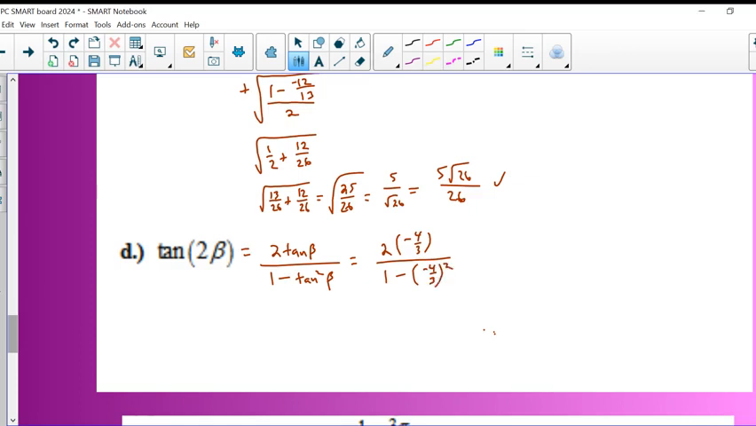So I come down here and I say, okay, that's 2 times negative 4/3 divided by 1 minus negative 4/3 as a quantity squared. Okay, so like the sum and difference of tangent, it gets kind of tricky. You want to be careful. If I multiply 2 times negative 4/3, that's negative 8/3 divided by 1 minus. Now, negative 4/3 as a quantity squared becomes 16/9. Remember, you square both numerator and denominator.